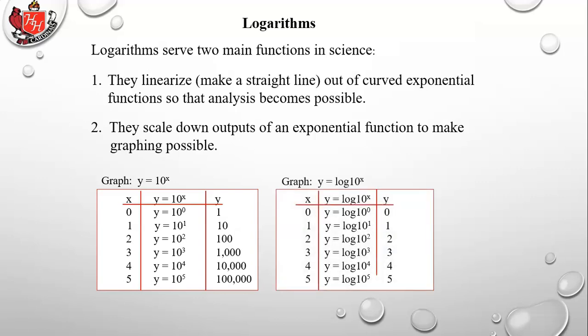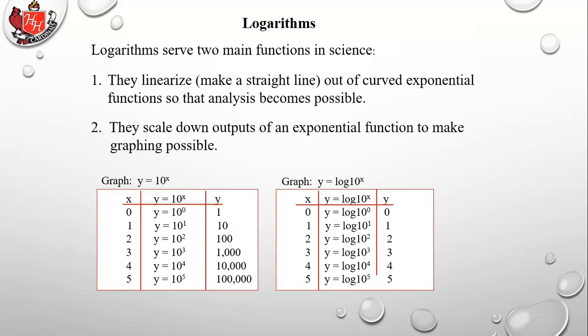Now let's graph the log of 10 to the X. Okay, so what we're going to do is put the values of X in for the X value there. You're going to raise 10 to that power, and then you're going to take the log of that. And so if you put in 0, you get 0. You can do this on your calculator. If you put in 1, you get 1, 2, you get 2, and so forth.